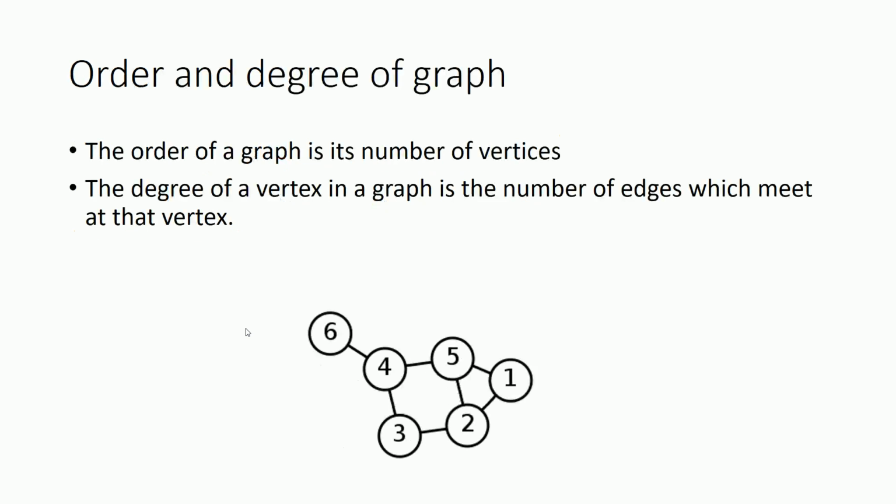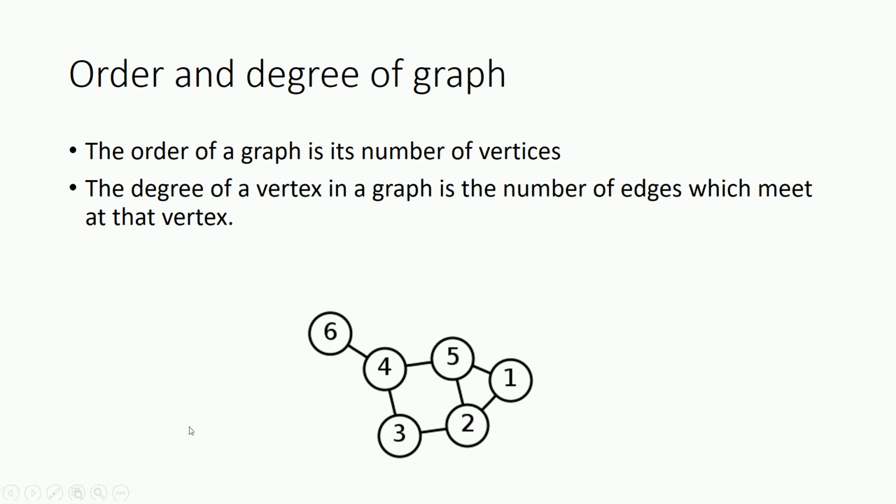Okay, let's now look at the order and the degree of a graph. The order of a graph is its number of vertices. The degree of a vertex in a graph is the number of edges which meet at that vertex. Notice that order is for a graph and degree is for a vertex.